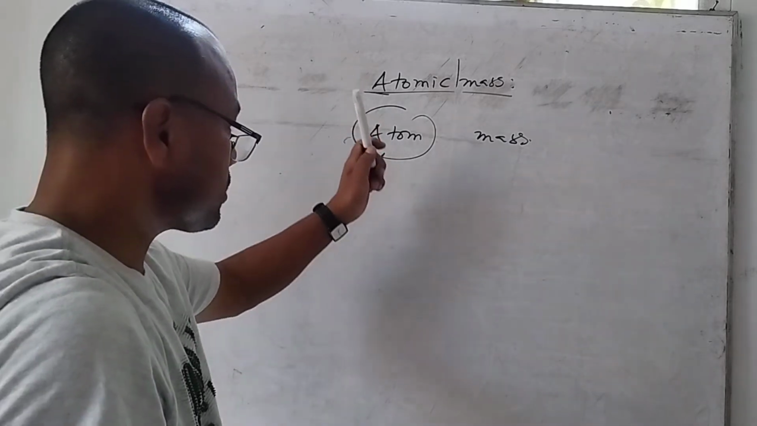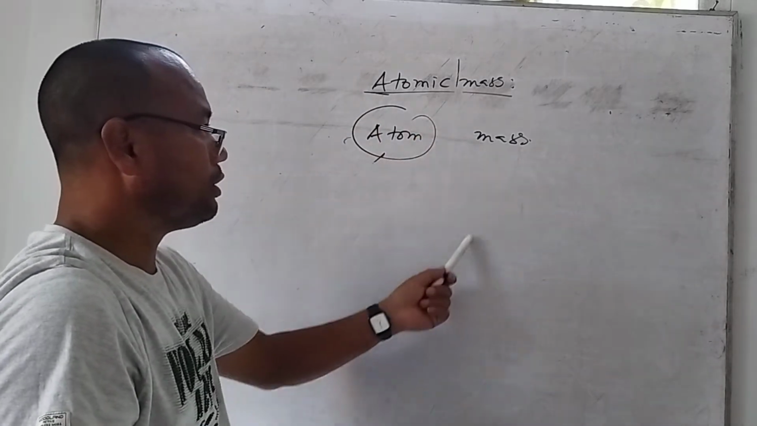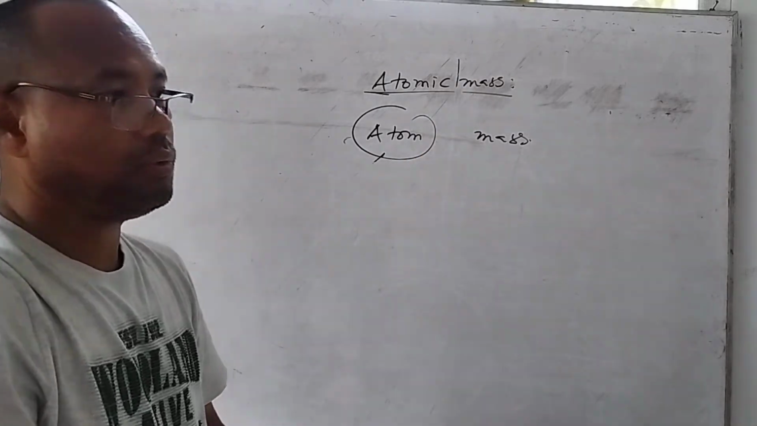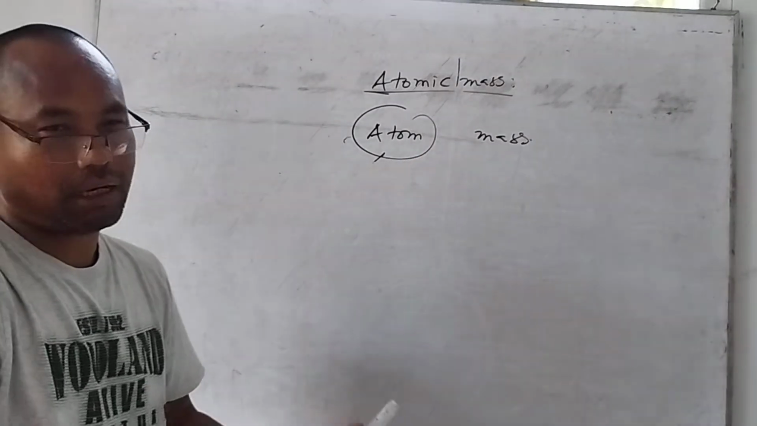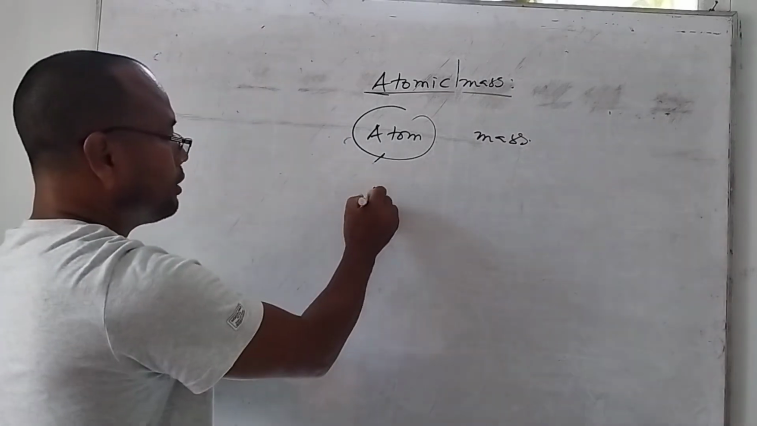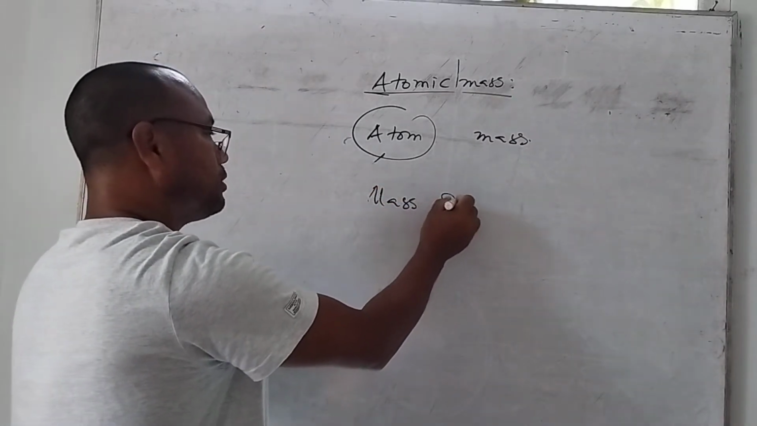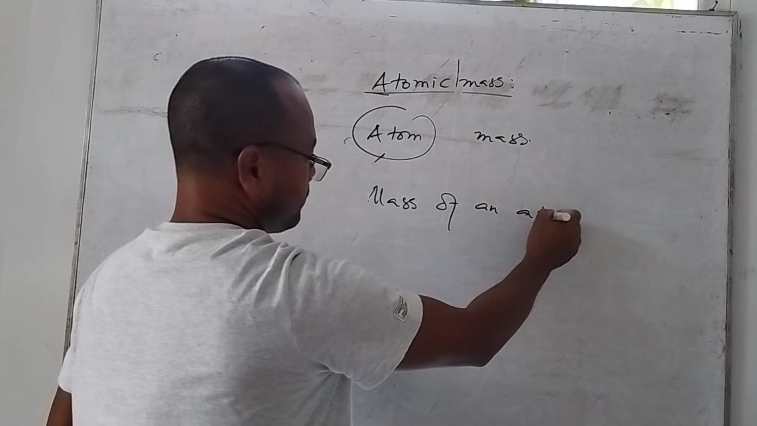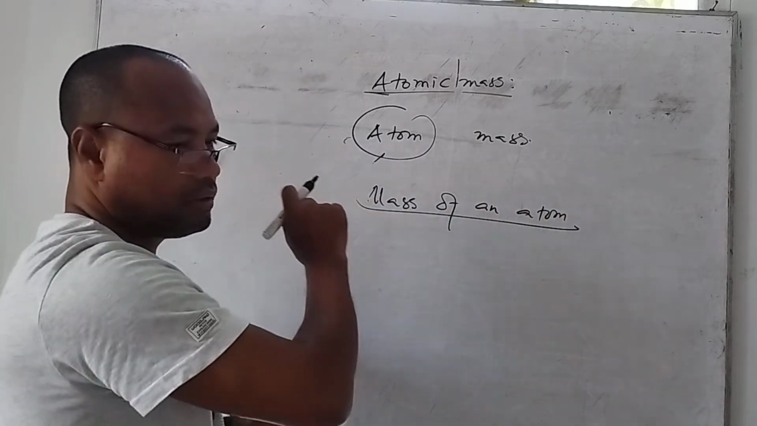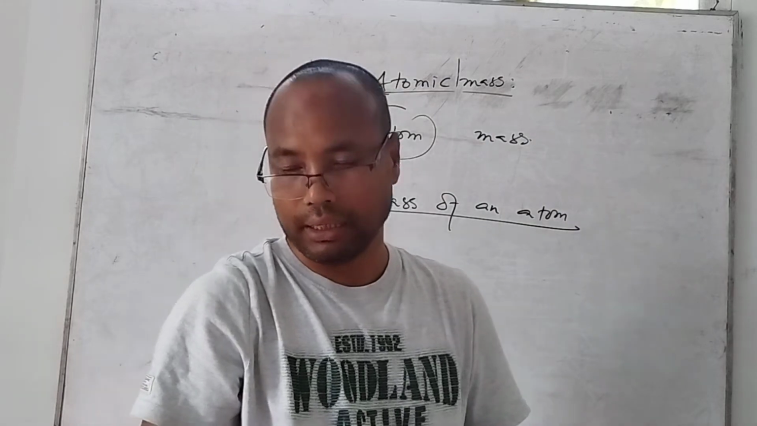Now here I write atom, and mass here. So what do we mean by atomic mass? It is the mass of an atom. Okay, so now how do we find out the mass of an atom?